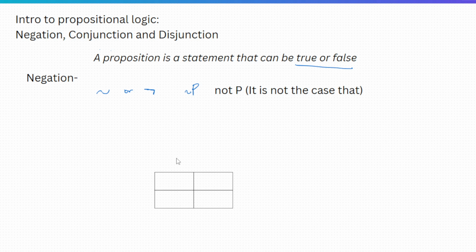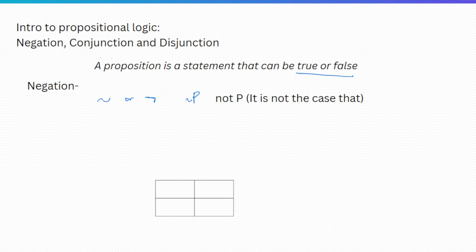Looking at a truth table here, if we have proposition P and the negation of P, if our proposition is true, our negation is going to be false. If it's false, our negation will be true. So it's pretty straightforward that it's just the opposite of what we're looking at.